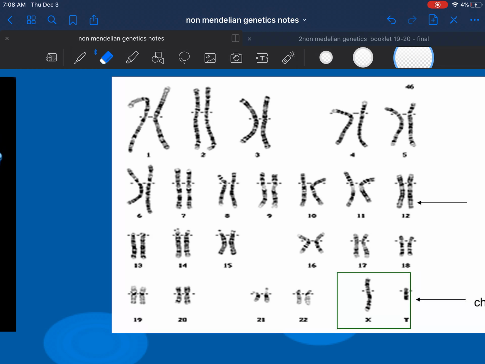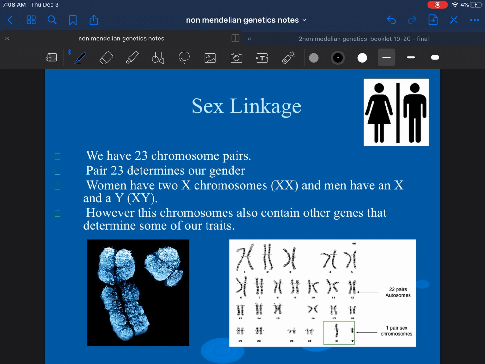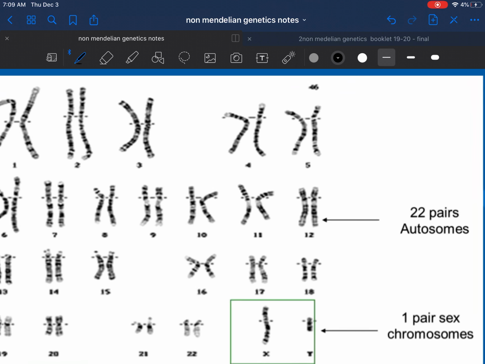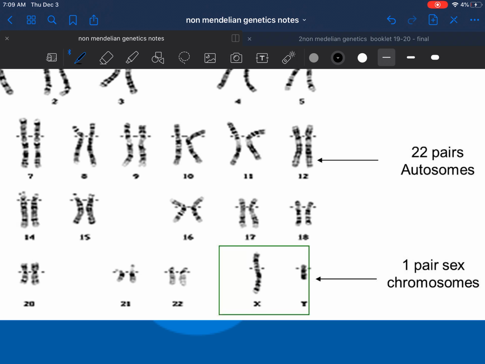So let's look at this. We have 23 pairs of chromosomes, and remember XX is female and XY is male. And these chromosomes also contain genes that determine some of our traits. Before we move on, can y'all tell what this is, a male or a female? It should be a male because we have an XY chromosome. If it was a female, it would be XX.